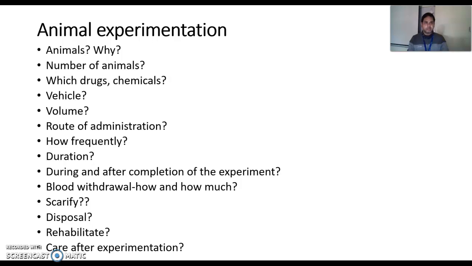It's not like you have conducted the experimentation and after completion you have just collected the blood and left the animals. No, you have to rehabilitate the animals. So you have to understand how to rehabilitate. You have to provide that information also, and what care during and after experimentation you are going to provide to the animal. So these are some of the important points when you are designing a protocol.